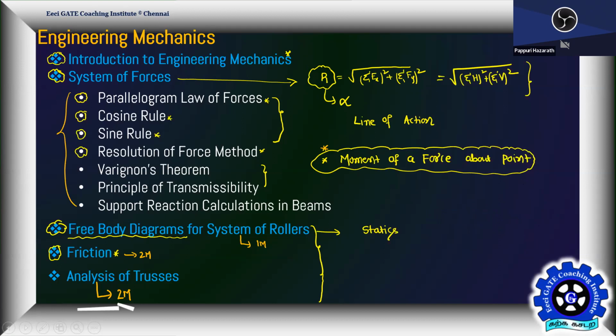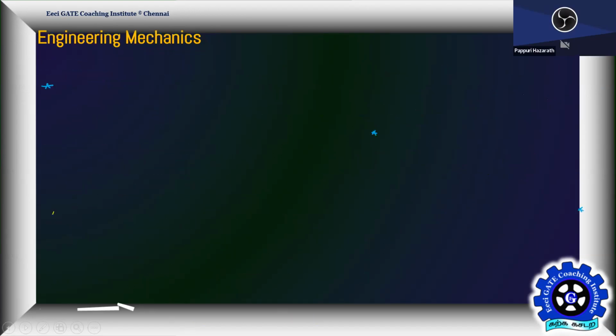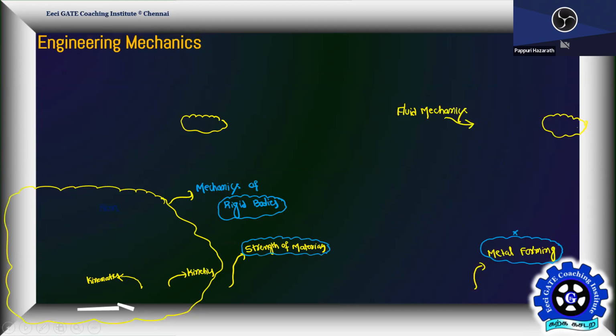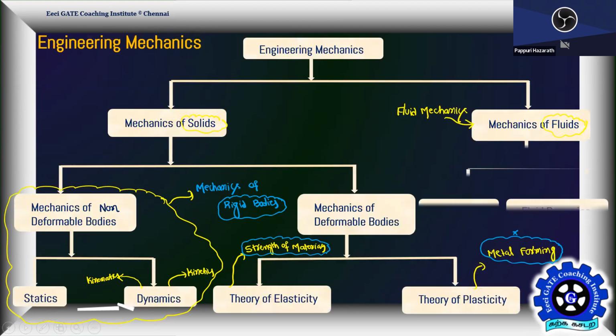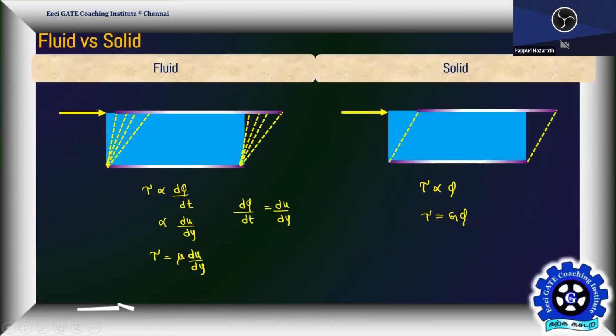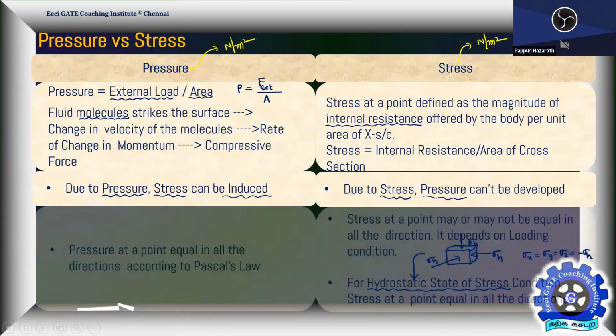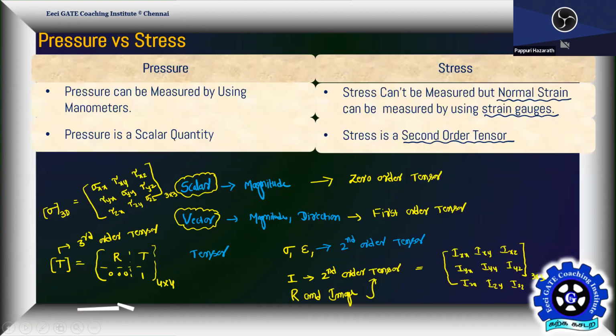In this session, we discussed the different contents. These are all the contents we discussed: definition of engineering mechanics, classification of engineering mechanics, and after that, the difference between fluid and solid. Then Newton's law of viscosity and Hooke's law. What is the difference between pressure and stress? Why is stress a second order tensor, that part we discussed. So scalar, vector, what is a tensor, zero order tensor, that part we discussed.